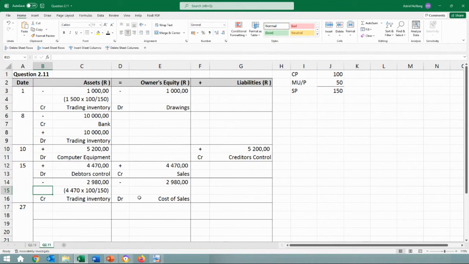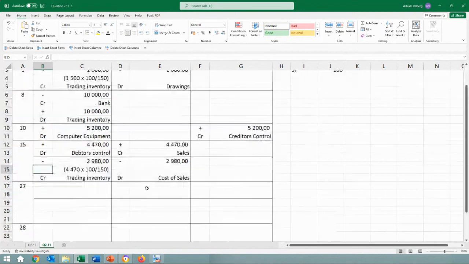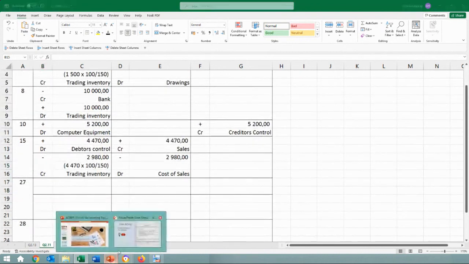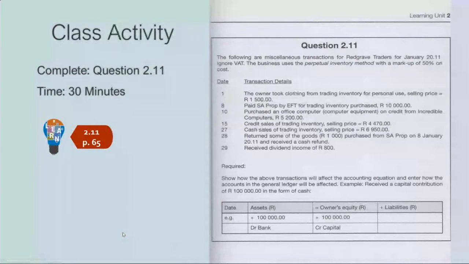And then we take that same value to the cost of sales account, which is the expense account, and we're debiting it. But as you can see, if we debit cost of sales, which is an expense, it decreases our owner's equity. Okay, so that is how we account for a sales transaction. Now I want you guys to try it on the next one.